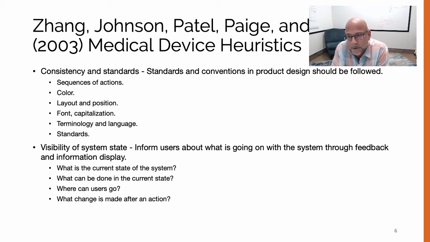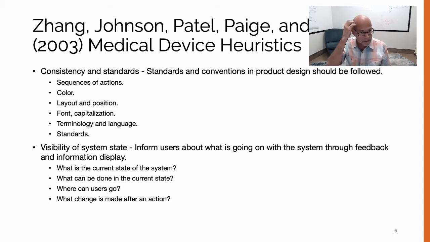So let's start with the first one, consistency and standards. That is, we should be consistent throughout the user interface, and one way to be consistent is to adhere to standards and conventions in product design. So the standards might be standards for color, layout, where things are located and positioned, the consistent font type and size and capitalization, consistent terminology and language, etc.